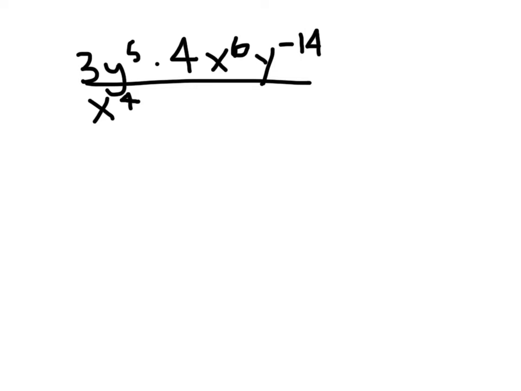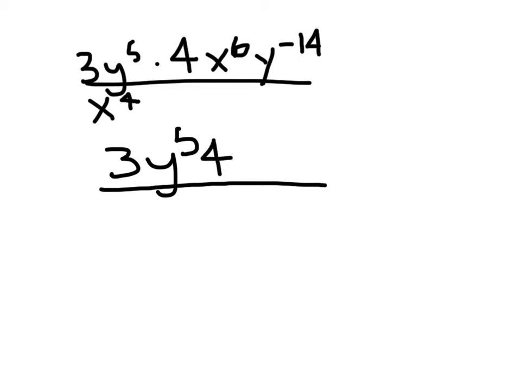Now I can go back through and clean this up a little bit. I still have my fraction bar. I still have a 3 on top and a y to the 5th on top, and a 4 and an x to the 6th on top. I have an x to the 4th on the bottom, but now this y to the power of negative 14 will move to the denominator as y to the power of positive 14.